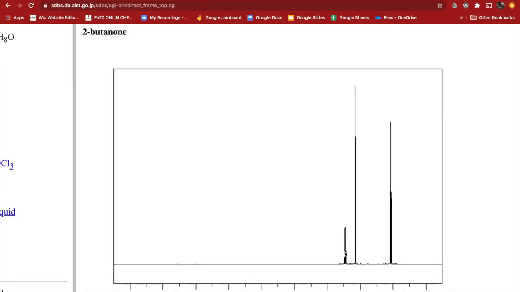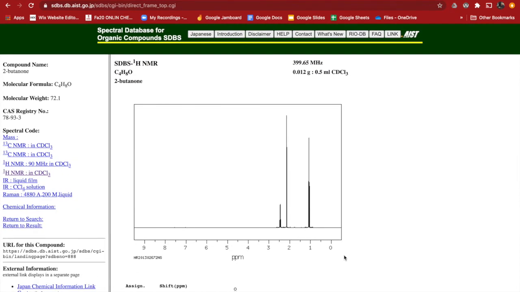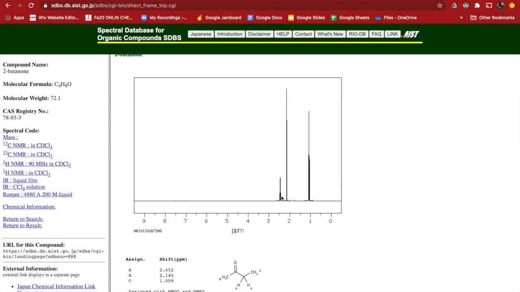But on SDBS, the files are low res and you can't really zoom in on them. So it looks, in our experience, actually worse in this case, because it's not easy to see that that's a quartet, that's a singlet. The singlet's kind of obvious, but the triplet, that's hard to say, right?